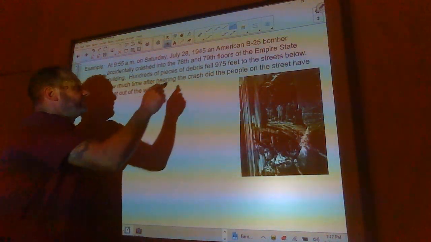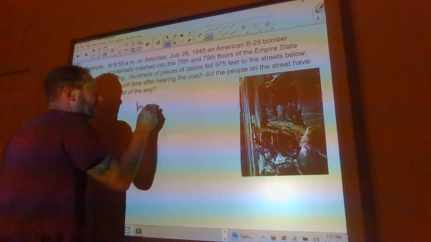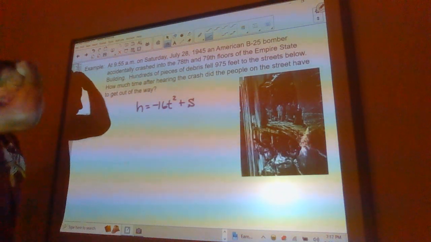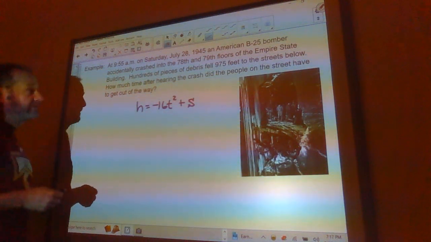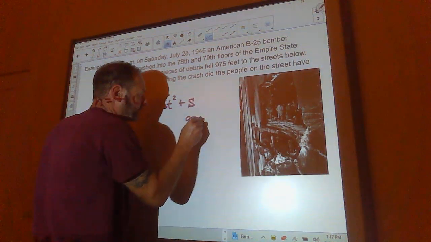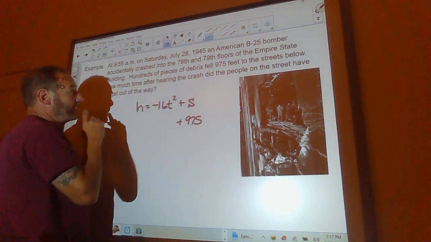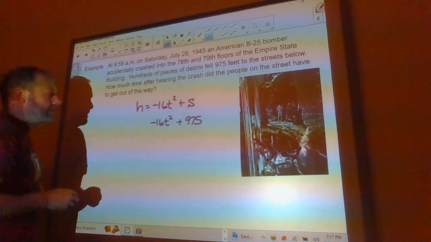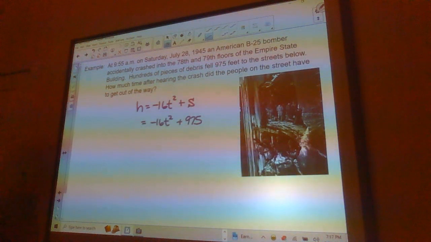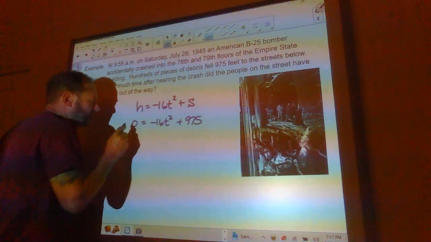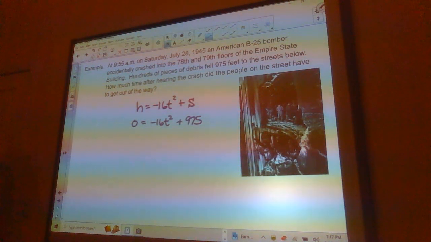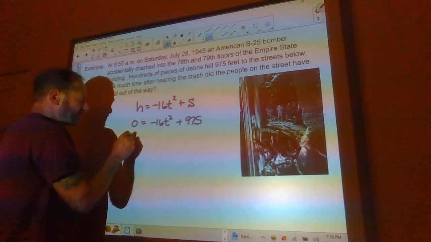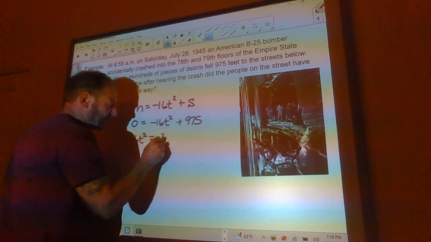So this is something where we want to get out the formula: h equals negative 16t squared plus s. My start height is going to be 975 feet, and we want to know the time that people have, so that's going to be t squared. And what's h then? If you're at ground level, when stuff starts hitting the ground, h is 0. So this is the formula I want to solve. I would add 16t squared to both sides, and I'm going to get this.